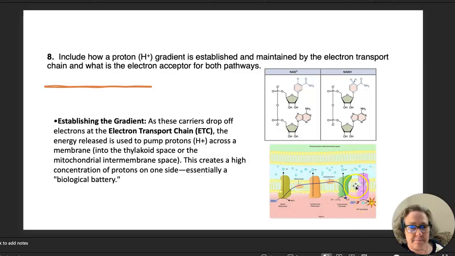Okay, can you visualize that? And look, it's moving those hydrogens all the way up here. Here's where we're adding the hydrogen, NAD and then NADH. That's the hydrogen that we're pushing up there. Okay.